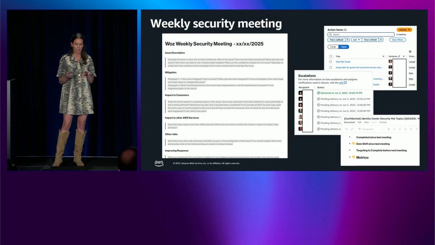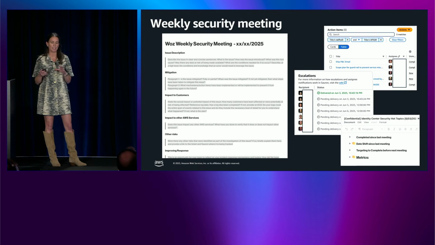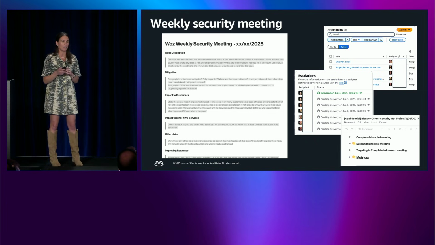And there's a couple of mechanisms that help power this flywheel, and I'm going to tell you about one. And it's our weekly security meeting. The weekly security meeting, our CISO has, you maybe have heard him talk about this in a keynote at re:Invent before. It's something that's been around since the very early days of AWS.